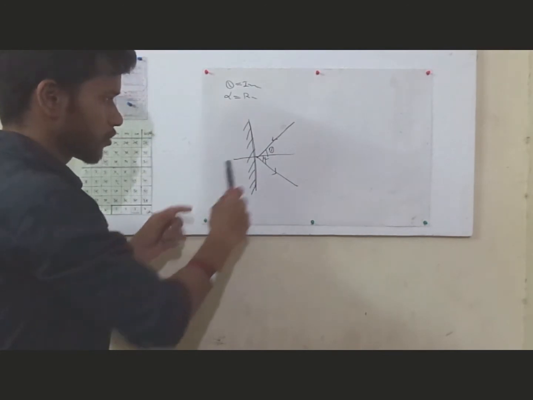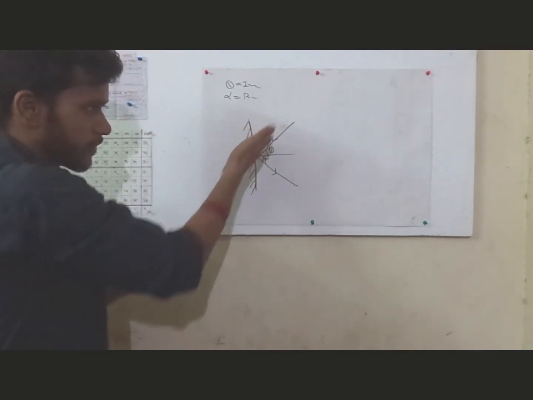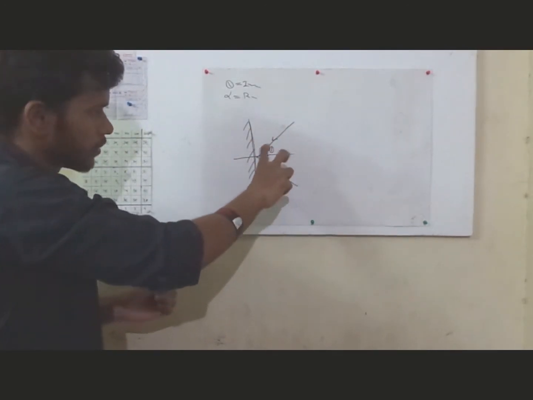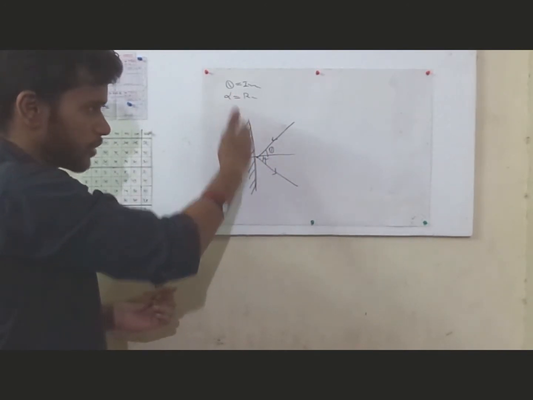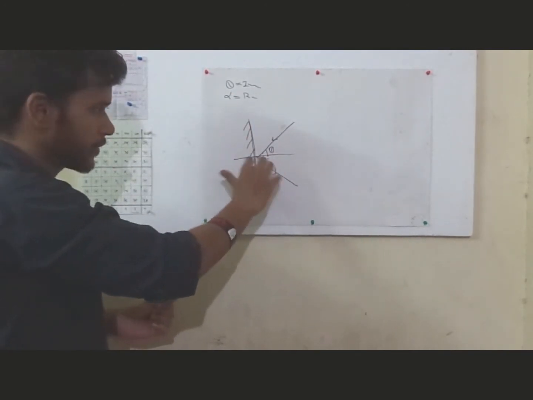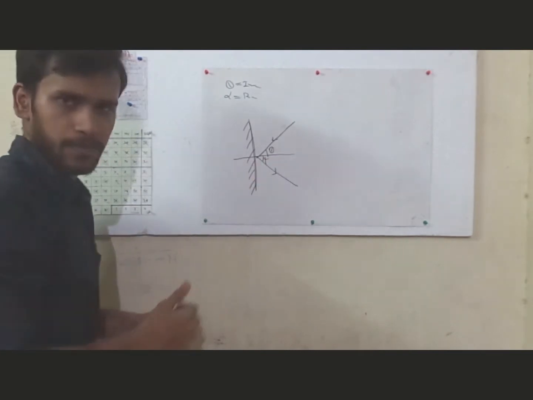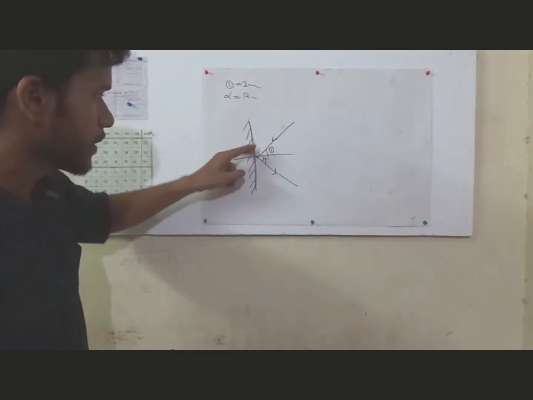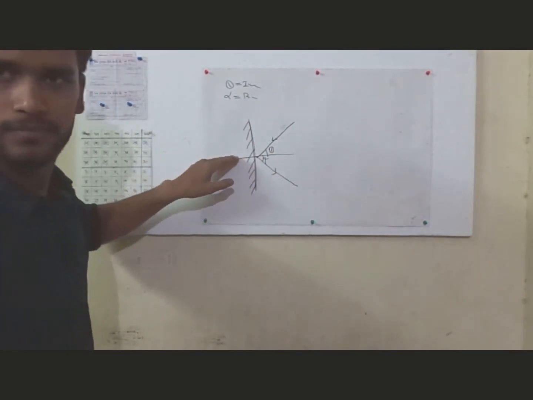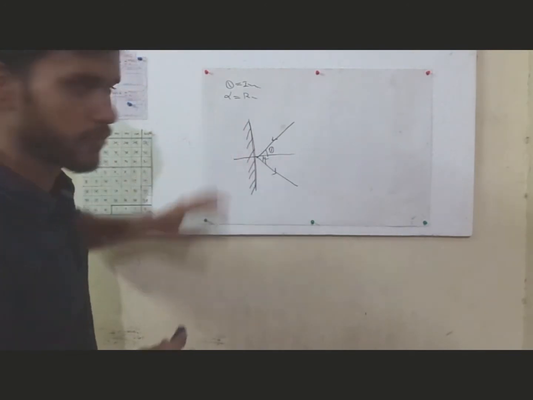The basic use of the normal is to represent the angle of the incident ray and reflected ray. Sometimes the surface is not plane, so to represent the angle we need something which we call the normal. So in reflection we have the incident ray, the reflected ray, and the normal. And this is the basic concept of reflection.